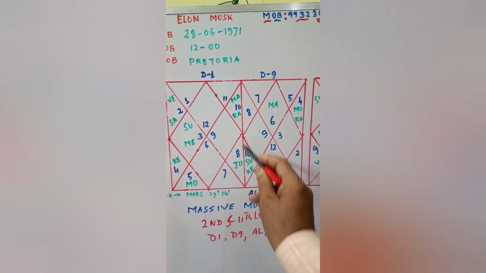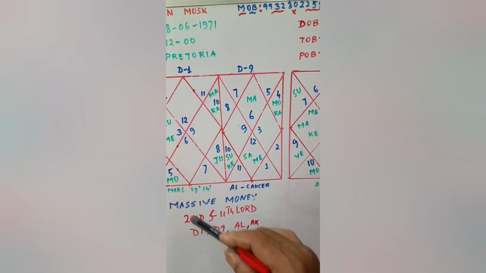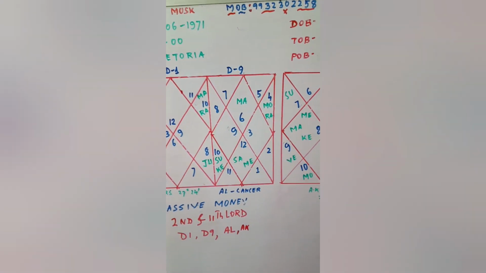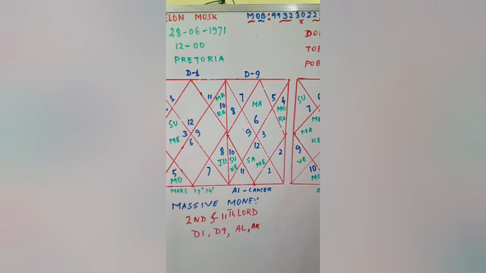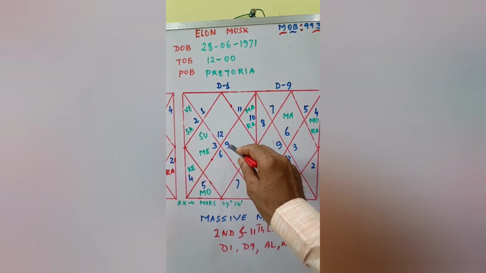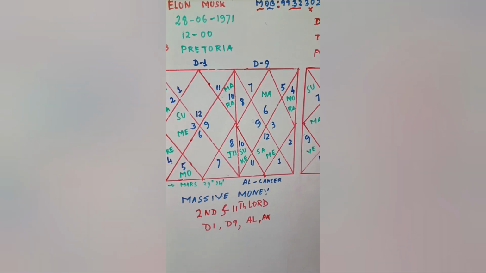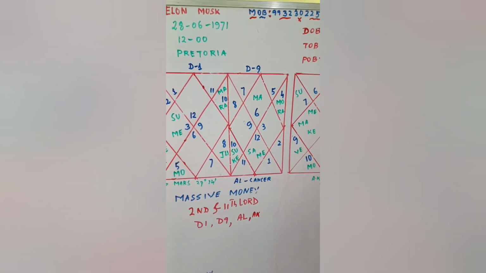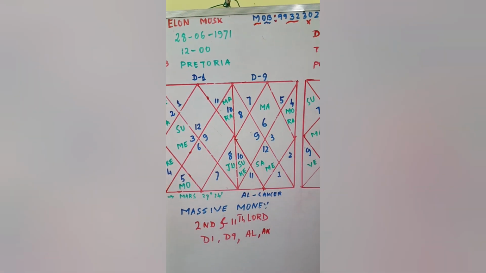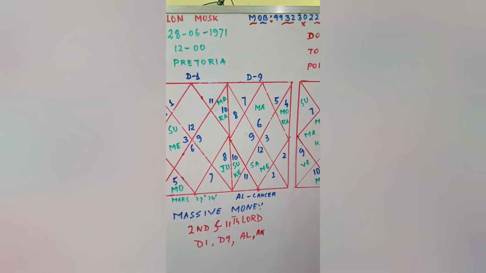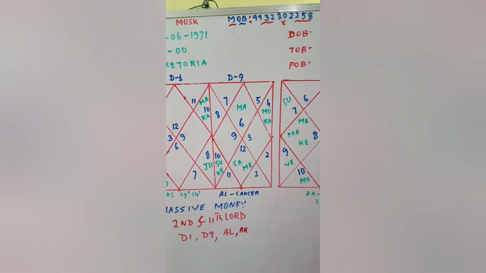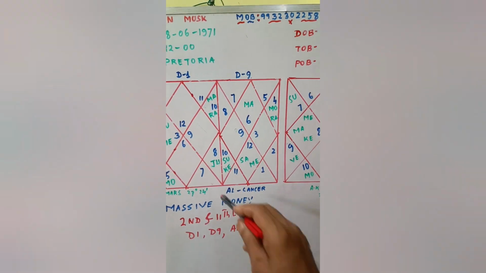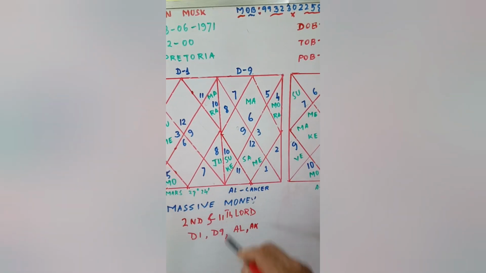So in this chart, what happens? The chart is very strong by the 2nd house, 11th house relationship, and the 1st house, 9th house, 10th house relationship. All kinds of relationships are there. And 5th house Ketu gives the new technique, the new methodology, the application of modern technology in business. So this is the chart of Elon Musk.